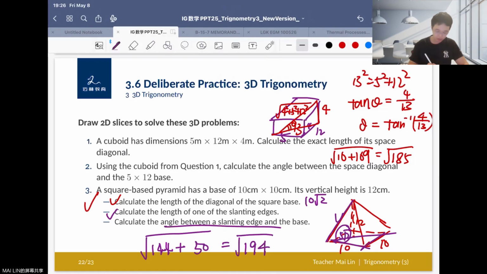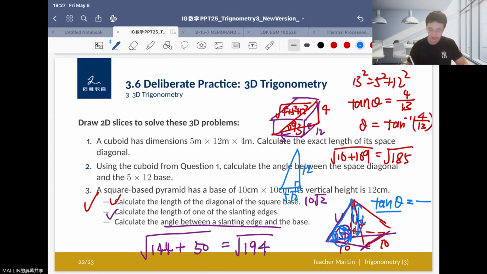And for the last part, calculate the angle between the slanting edge and the base. Okay, so maybe here I'll draw the blue triangle. Here is the blue triangle. The height is 12, and this is 5 times square root 2. So you can say here, tan theta equals the height, 12, right? You can try to draw the triangle as another figure. Here is 12, and here is 5 times square root 2, okay? And then you can calculate that tan theta equals the opposite side over the adjacent side, that is 12 over 5 times square root 2, okay? So finally, theta can be written as tan inverse of 6 times square root 2 over 5, okay? That is for theta's exact value, okay?